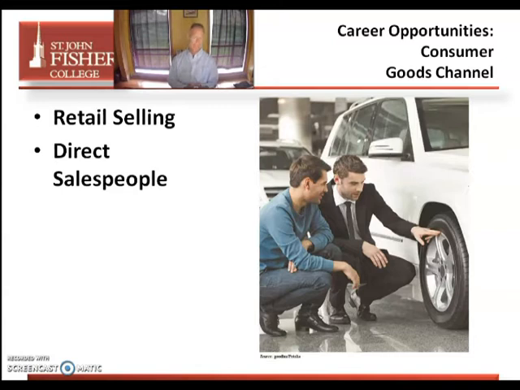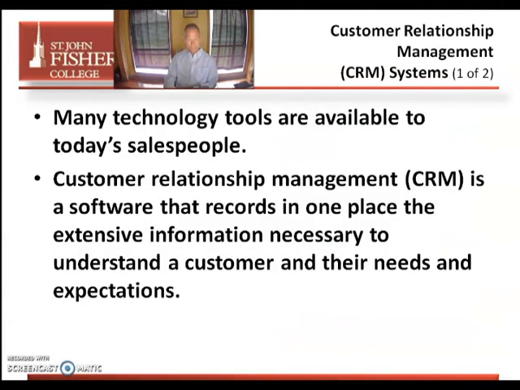On the retail side, there's direct salespeople. Those are people that sell direct to the consumer. An example of that would be Avon, or tea light candles. But the majority of it would be retail selling, and that retail selling could be online or it could be at a retail store.